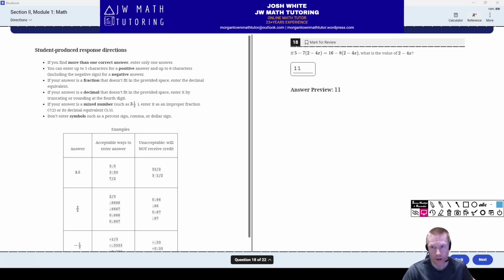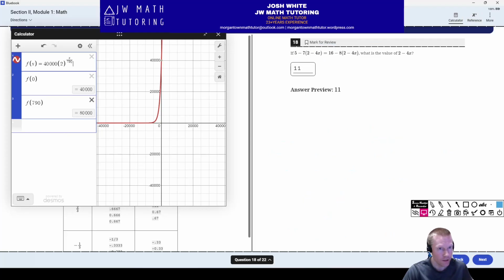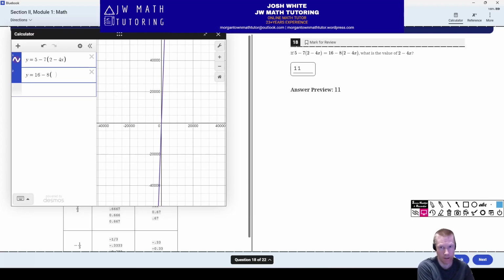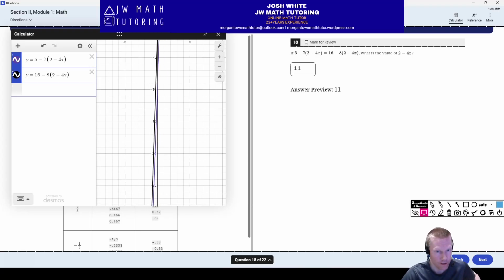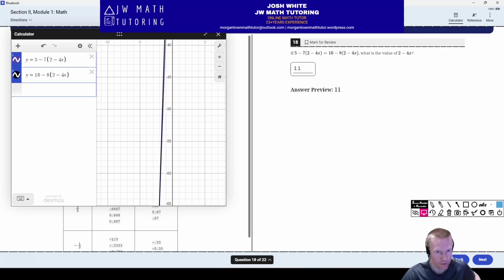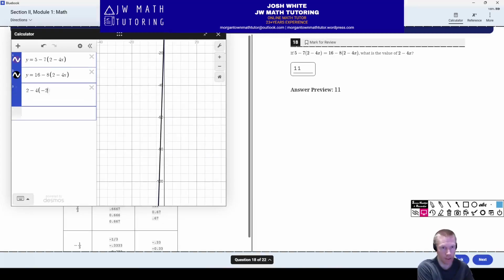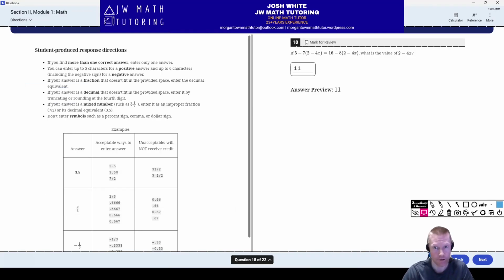Now just to show you, if we go to the calculator, the way I like to solve equations is I type y equals left side, y equals right side. Look for the intersection. These things have ridiculous slopes. Where is my intersection point? There it is right here. Negative 2.25. And then what you would do is you would just say 2 minus 4 times negative 2.25, and you get 11. So that's how you do the problem entirely in Desmos.